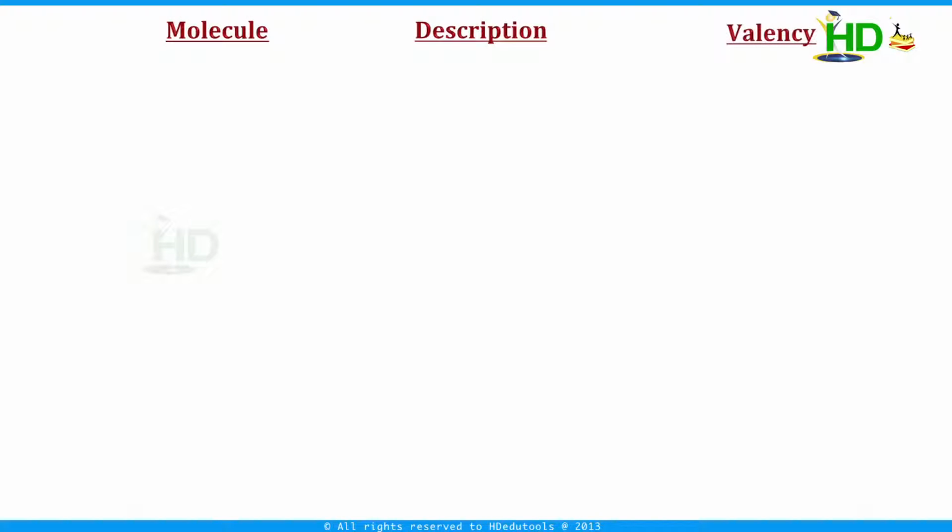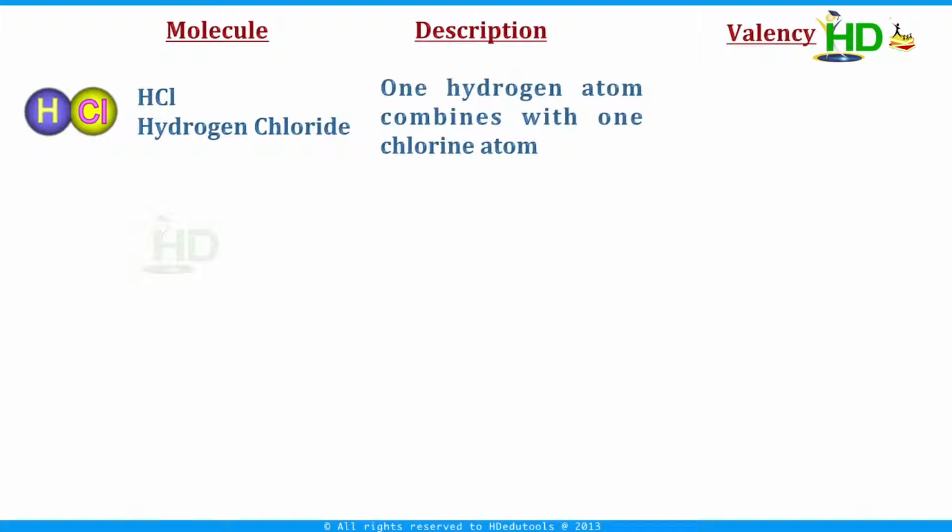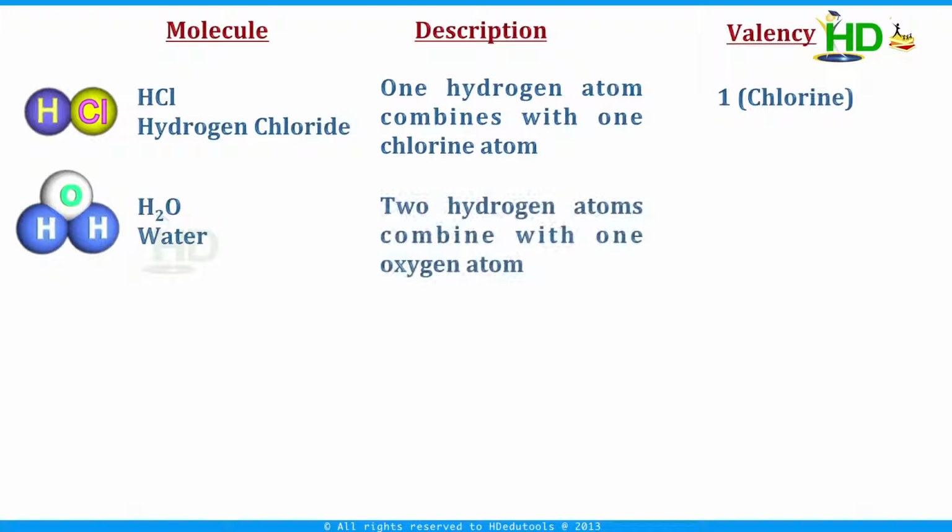Now we take these examples again. Hydrogen chloride. In this, one hydrogen atom combines with one chlorine atom. That means valency of chlorine is 1. In water, two hydrogen atoms combine with one oxygen atom. That means oxygen is having a combining capacity of 2, that is, valency of oxygen is 2.